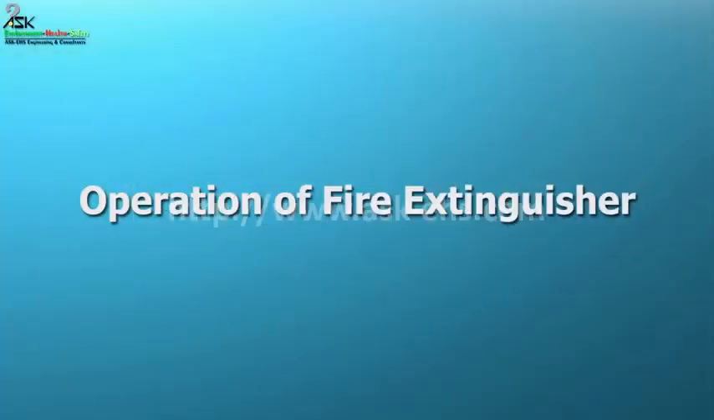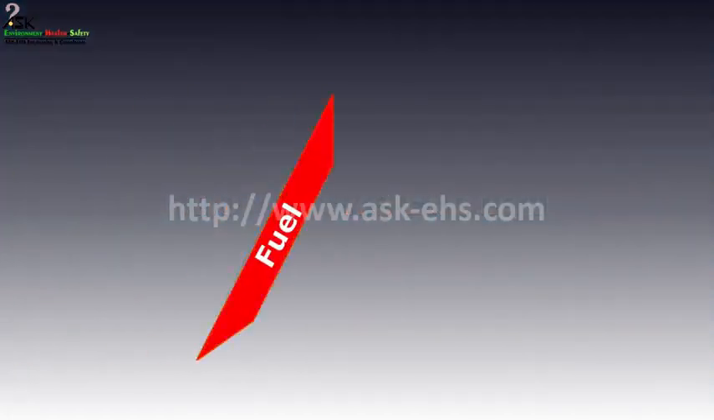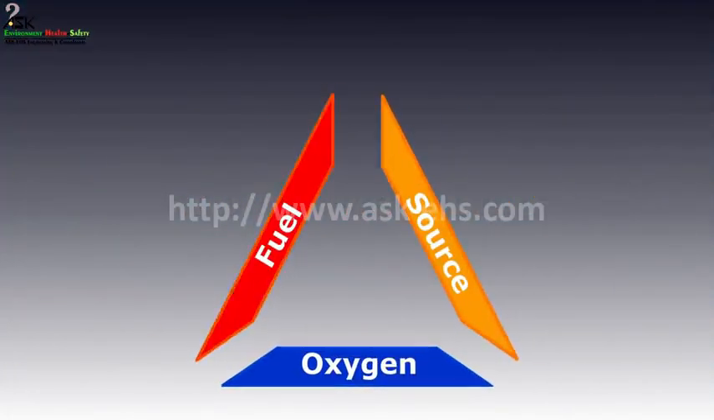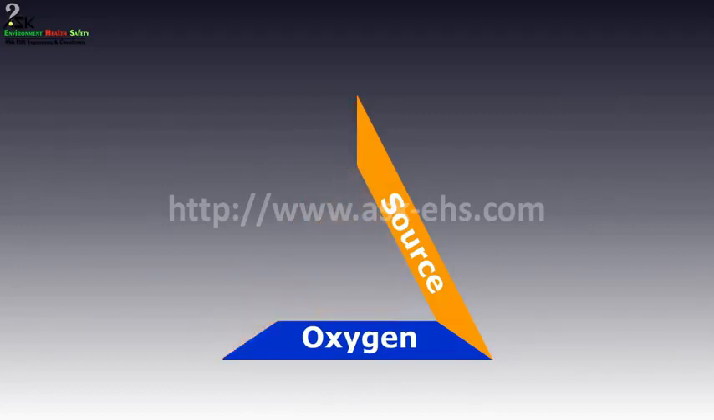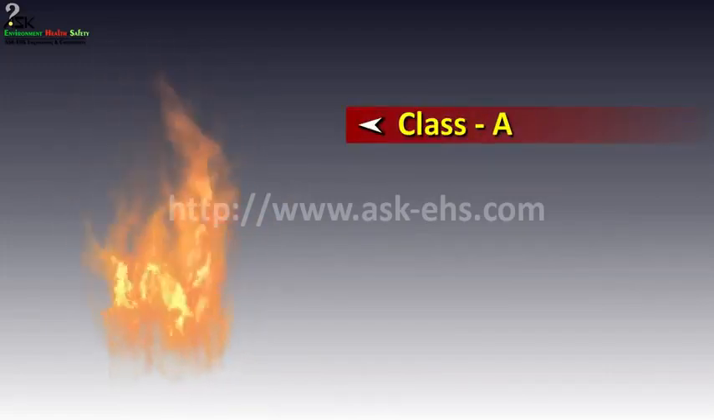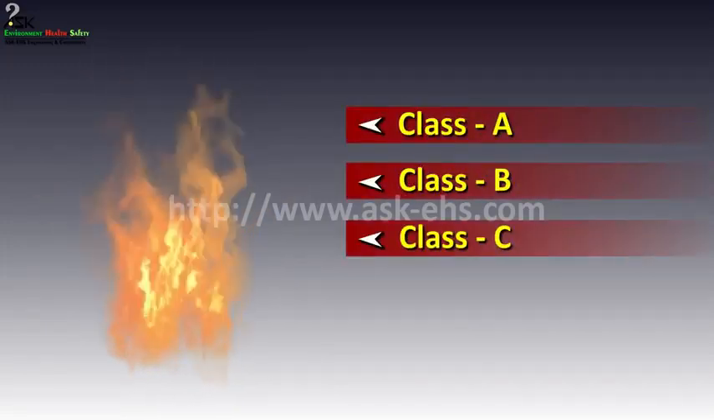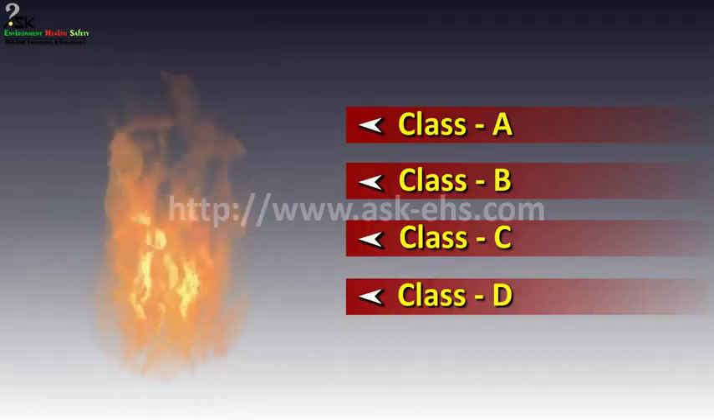Operation of fire extinguisher. There are three main reasons for fire: fuel, oxygen, and source of ignition. By removing any one of them, either the fuel or the oxygen, we can stop the fire. Fire is categorized into four parts: Class A, Class B, Class C, and Class D.